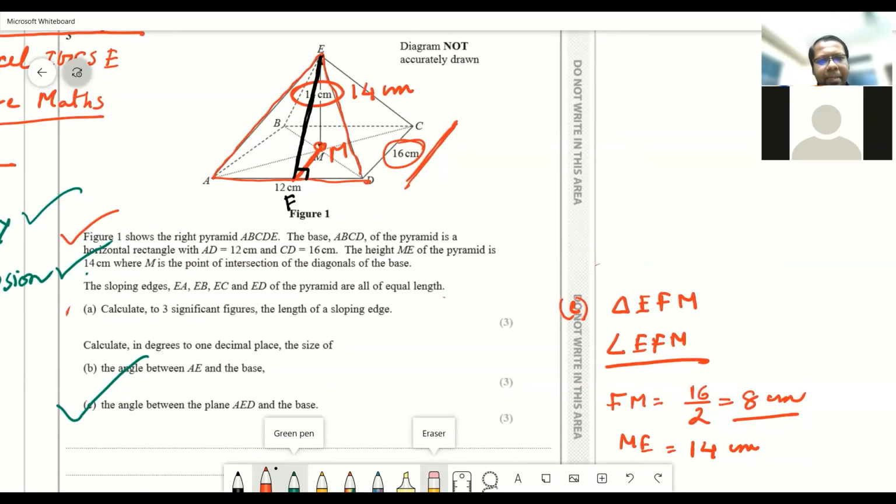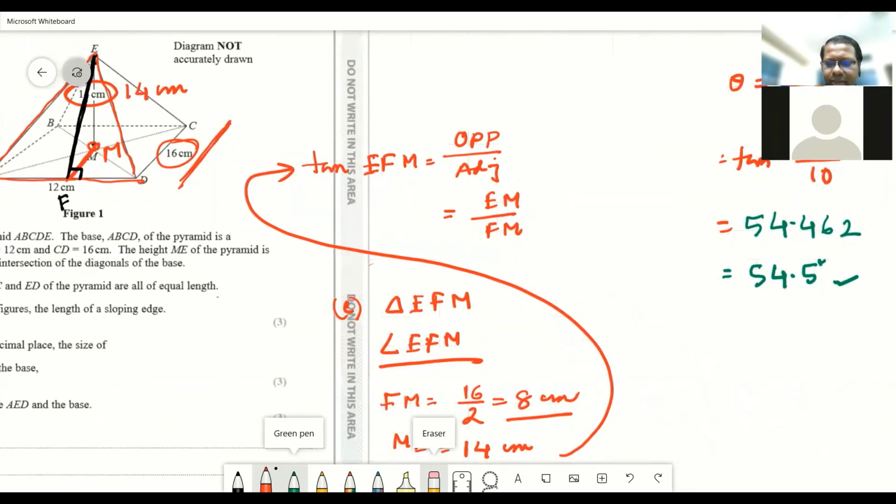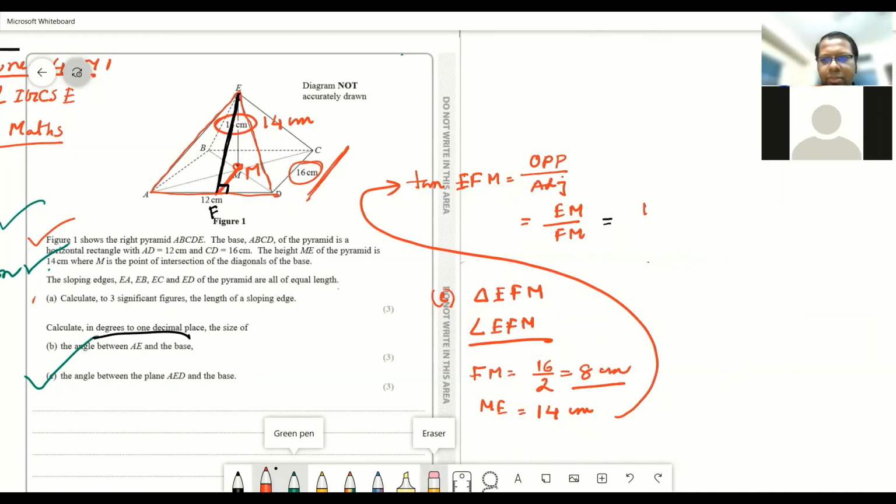So we can apply tan theta. So tan EFM equals opposite by adjacent. Opposite is EM, adjacent is FM. You don't have to write it like that. I'm just writing it so that you can understand it. You can directly write down the values in your exam paper. Okay, so it will save time. So EM is 14 centimeters and FM is 8 centimeters.